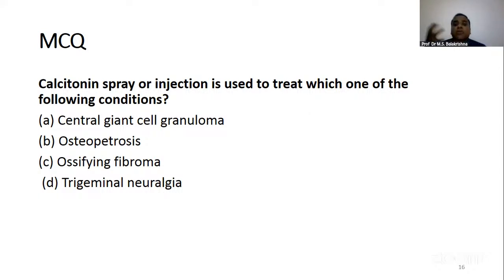So basically, how does this calcitonin work in osteopetrosis? Calcitonin is a hormone produced by the thyroid gland. It reduces the bone breakdown by inhibiting osteoclastic activity. That is an answer. It inhibits osteoclastic activity. It lowers the blood calcium level by reducing calcium release from the bones. So that is extremely important.